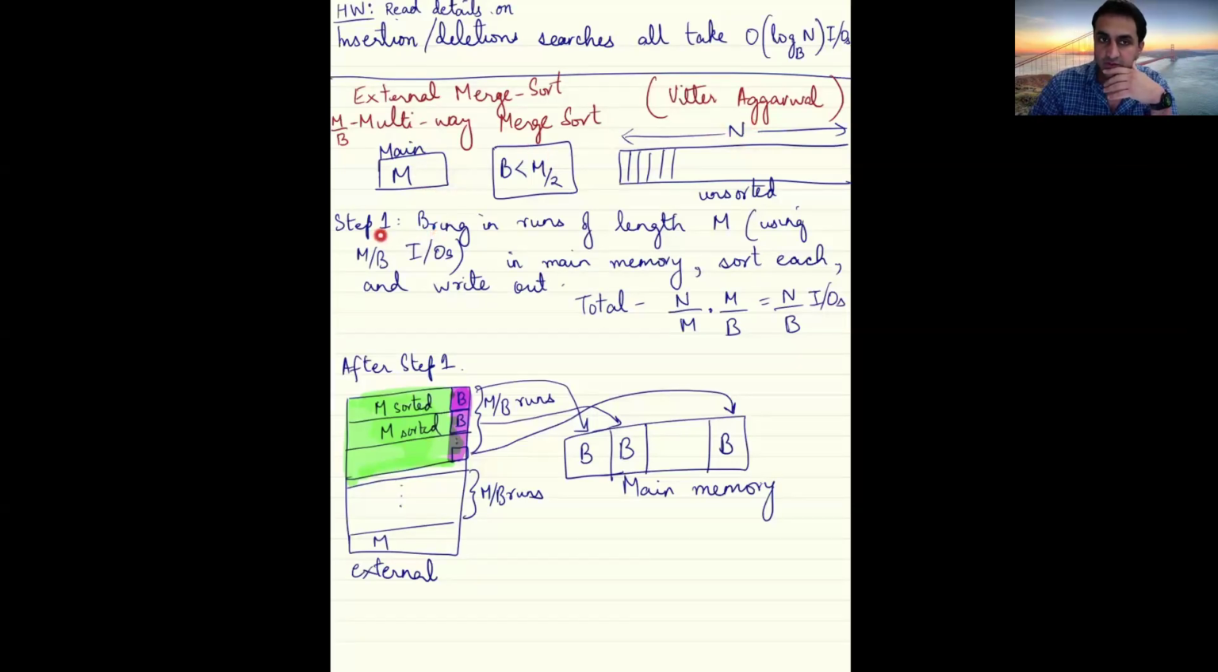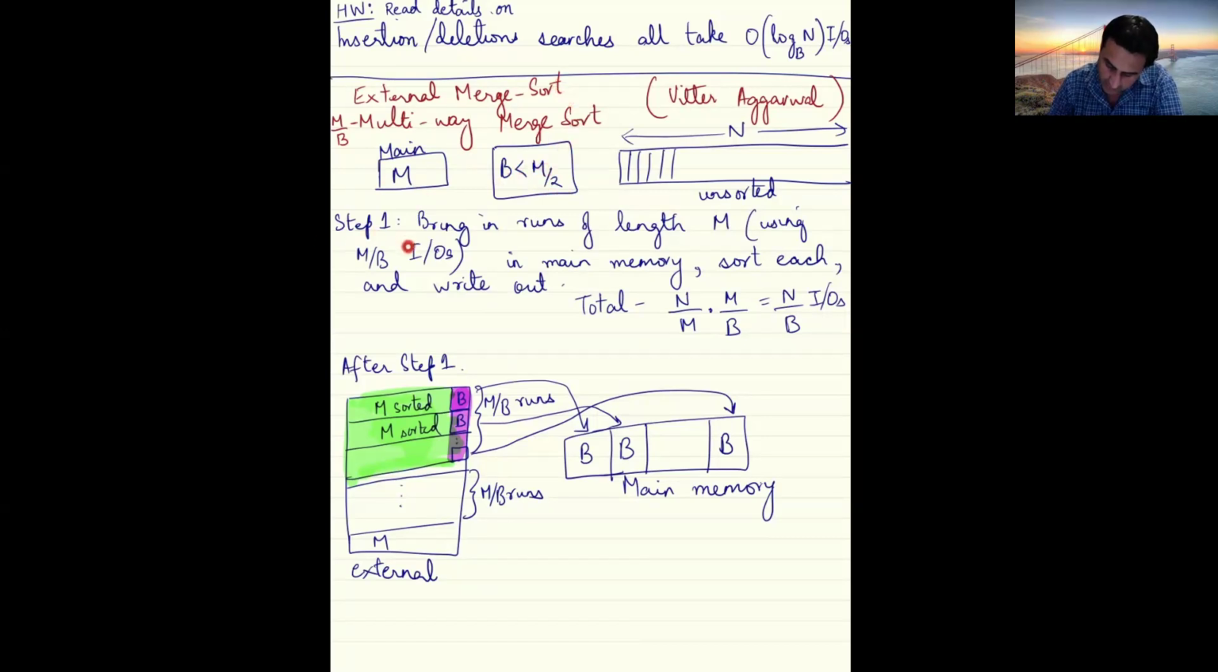Okay, so step one. We'll now look at external merge sort. If people remember merge sort, this will be basically an M over B way merge sort. So remember, M is the size of the main memory and B is the size of a block. Right? So clearly M is more than B. We will actually assume M is more than 2B, but that's not a major assumption. M is typically an order of magnitude more than B.